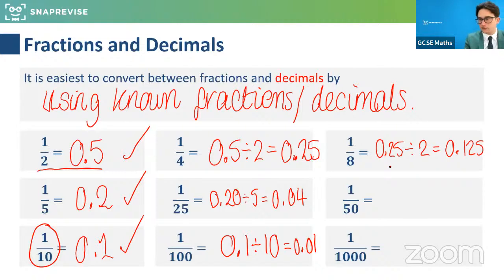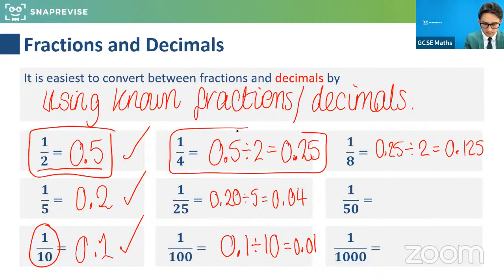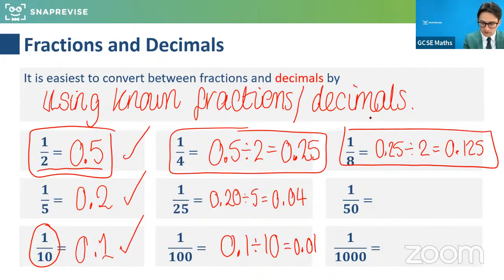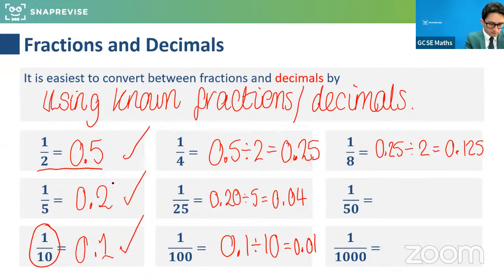So what I've done with each row of fractions is broken down one of the known ones. So a half is 0.5, a quarter is half of that, an eighth is half of that. And then we did a similar thing with a fifth. We found a 25th by dividing that into 5.